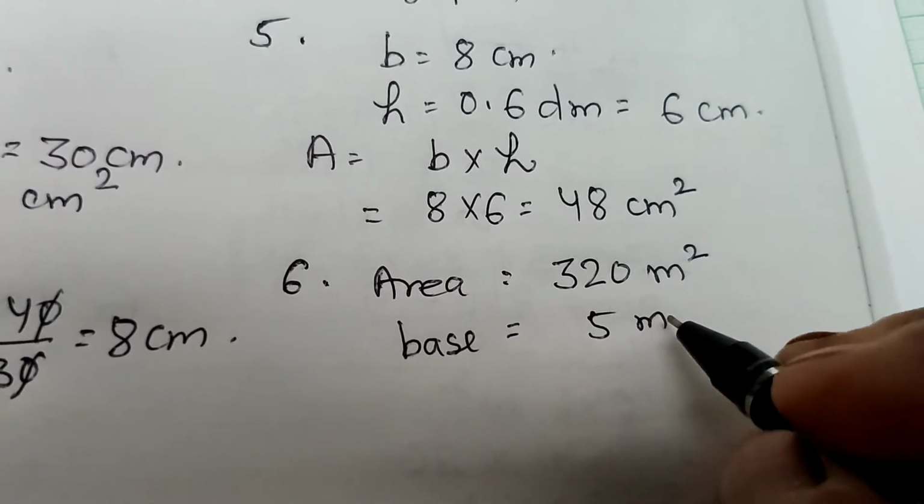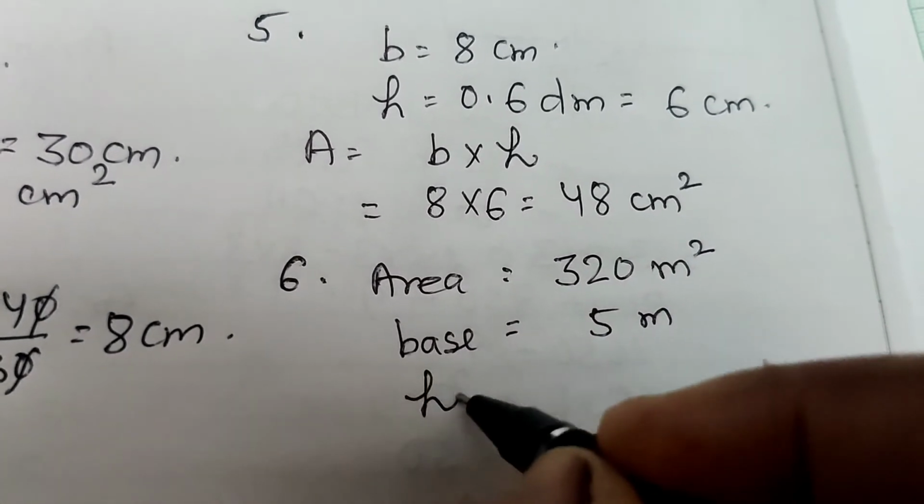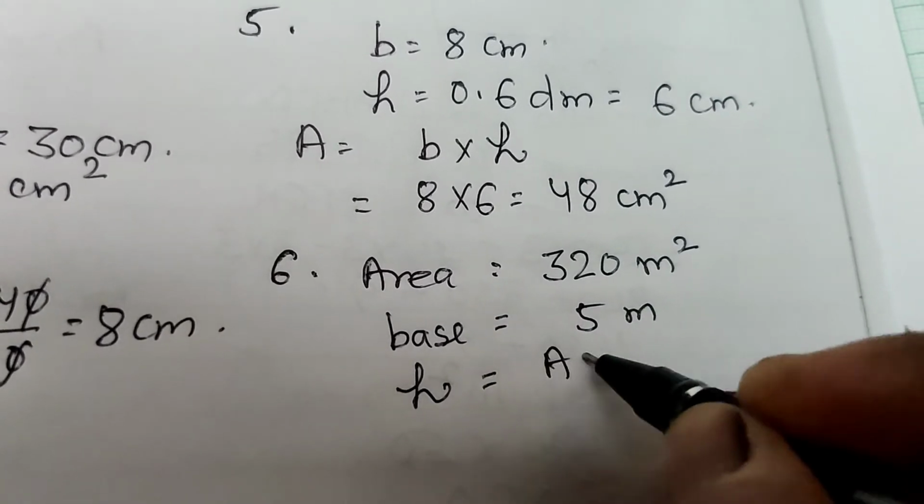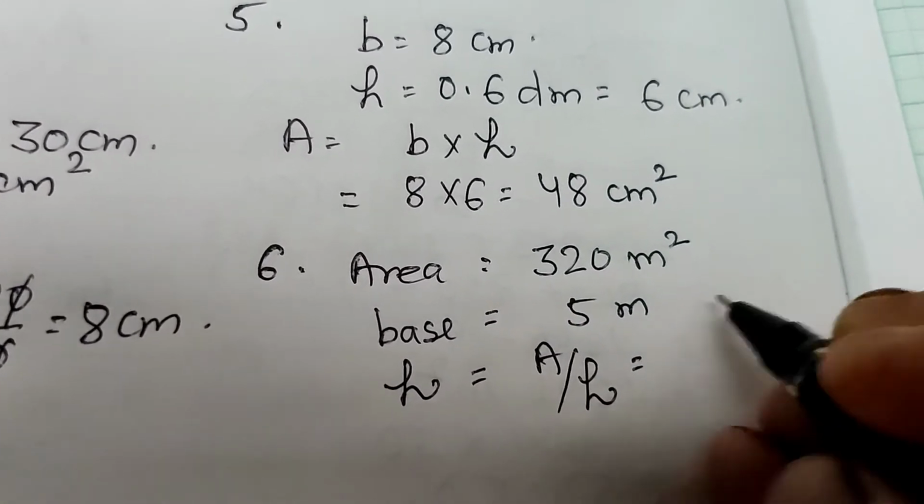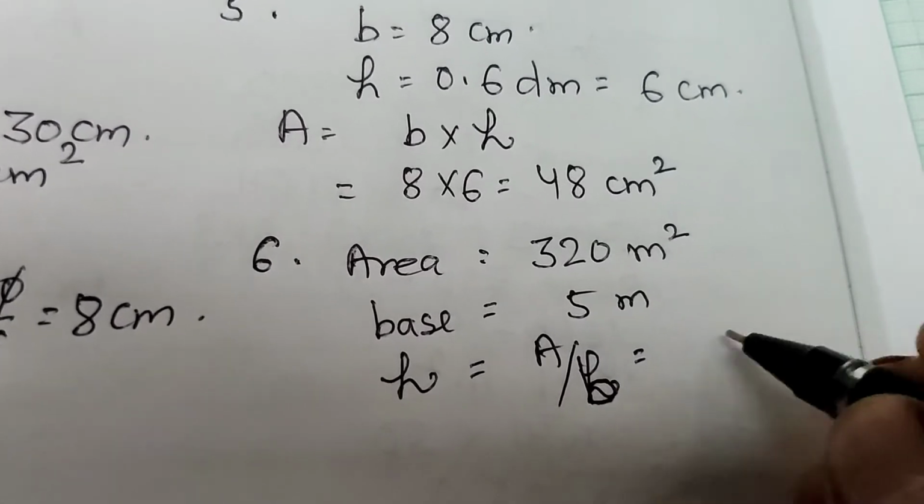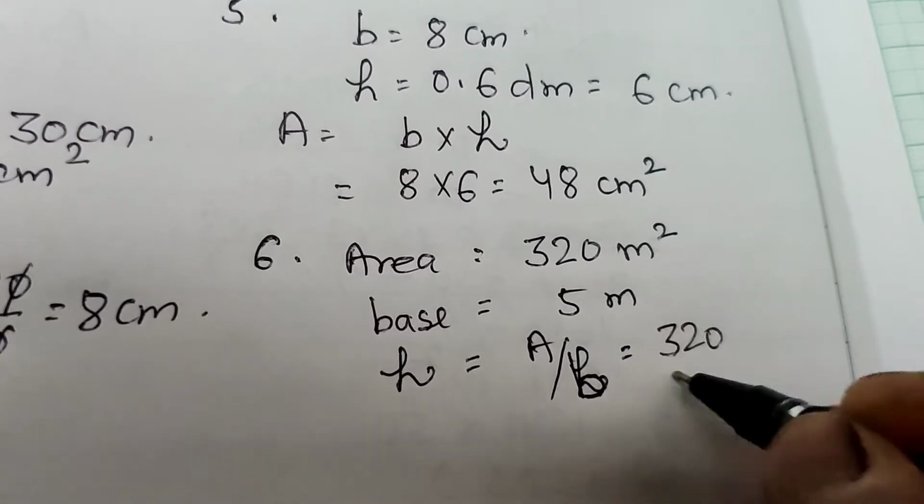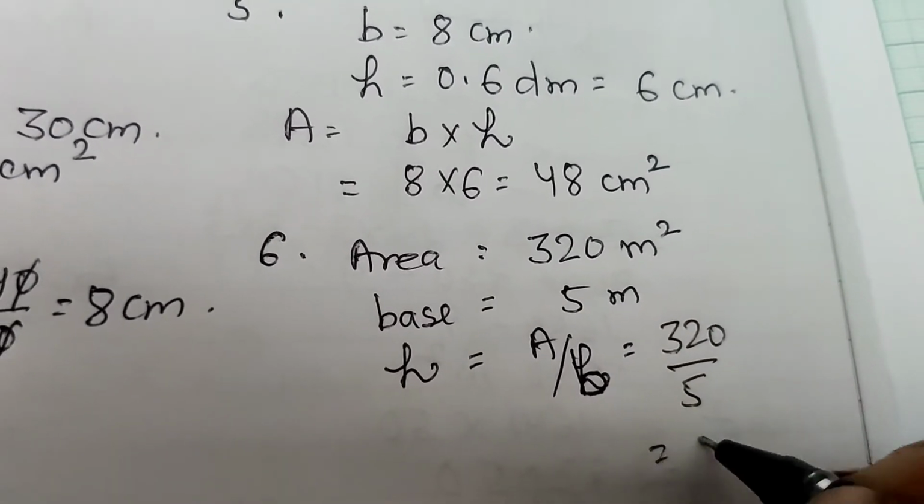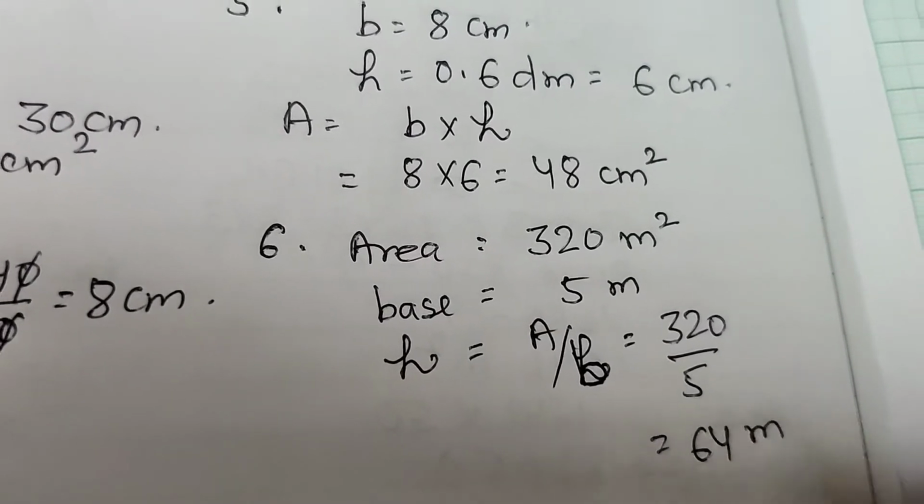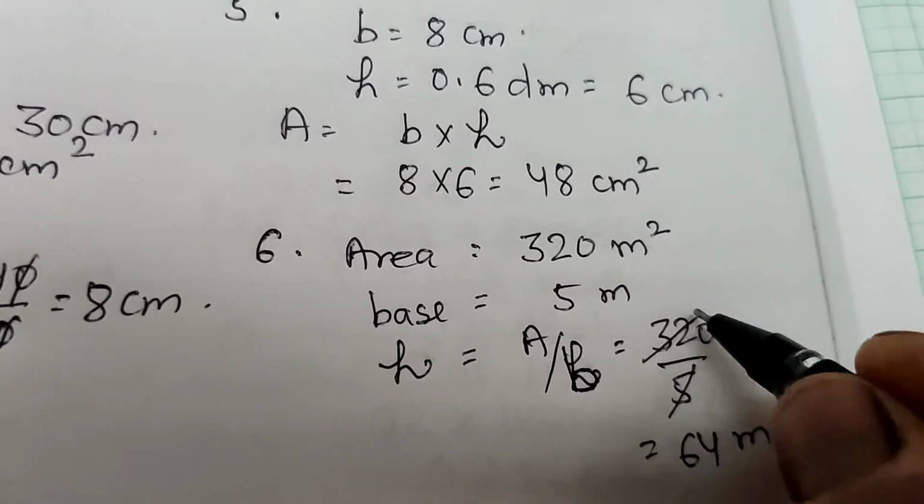To find the altitude of the rhombus, which means height, height equals area divided by base. So 320 by 5. Cancel by 5, and it means 64 meter.